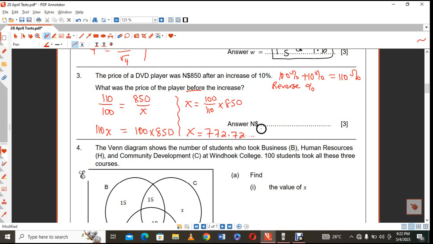772.72, and so on and so on. So of course, the 72 keeps on recurring. So here we'll take 772 and 73 cents, or anything that is rounding up to 773 will also be acceptable. Okay, anything rounding to 773, because this is 3 significant figures, as long as you remember that the price here is going to be less than what it is, because that 850 represents an increase of 10%.